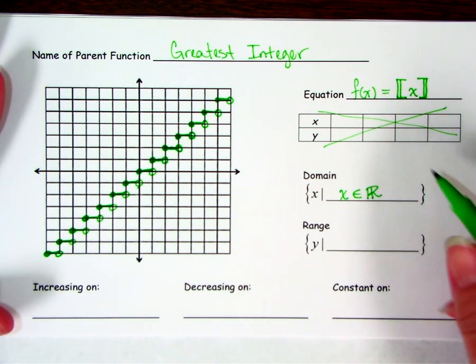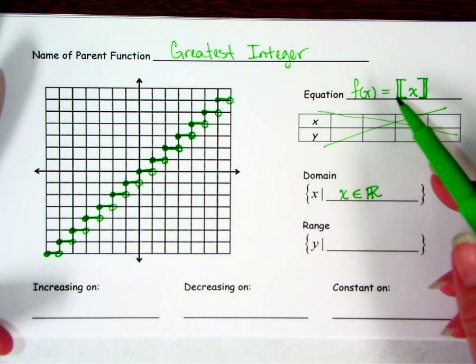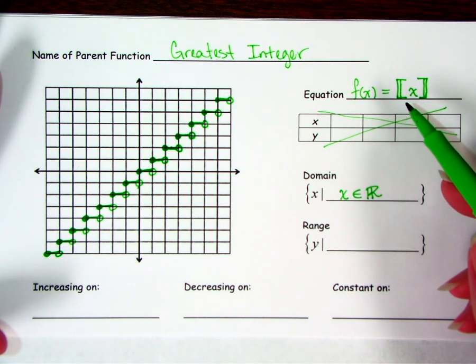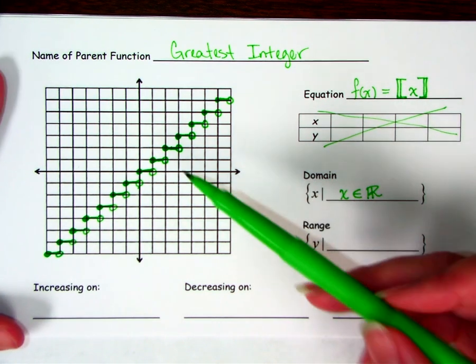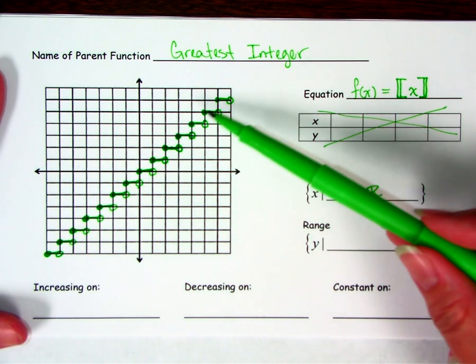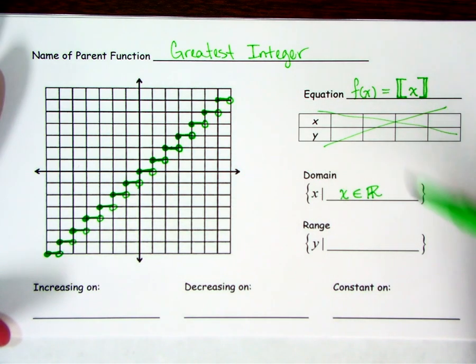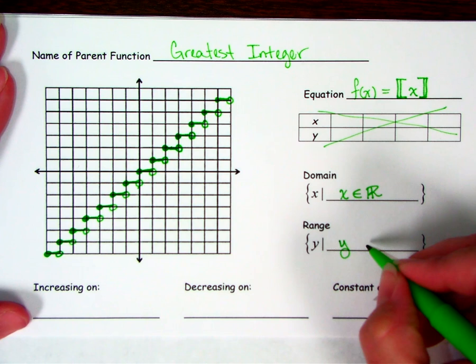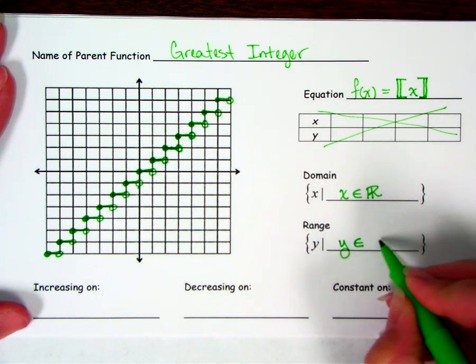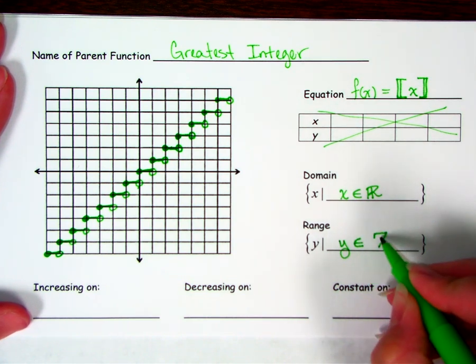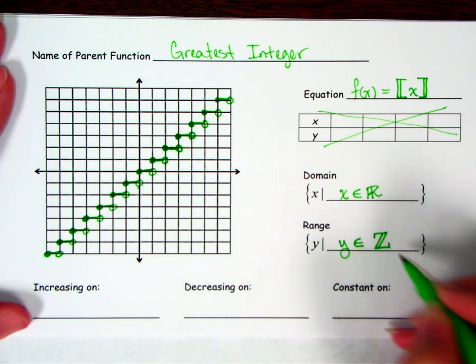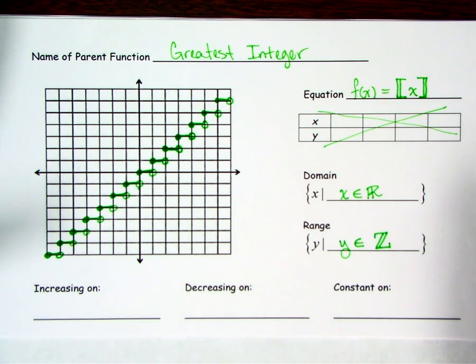The output, however, the y values on this, are a very specific set of numbers. It's not just any number at all. The numbers that we get out are always positive or negative whole numbers, also known as integers. So we have a symbol for integers. We'd say that y belongs to the set of integers, and that symbol is a Z with a double bar in the middle, a fancy looking Z.